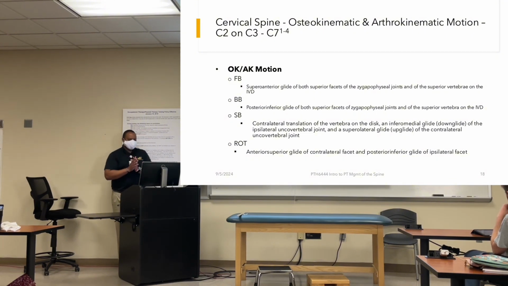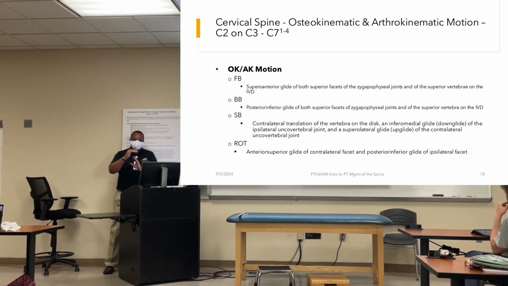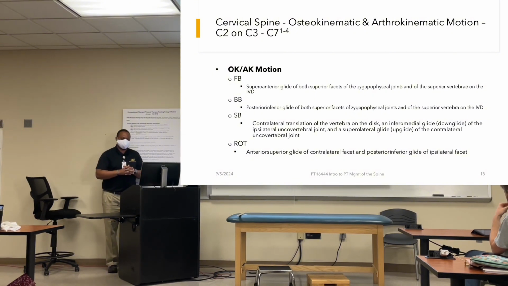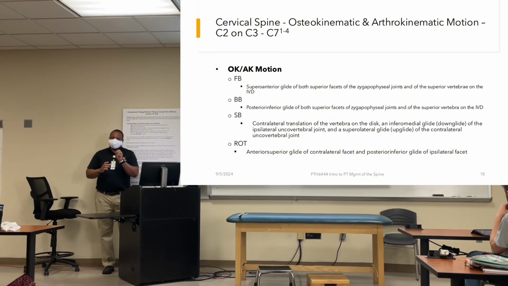All right? Now, the mid-cervical spine is referred to as C2 through C7. So when we're talking about C2 on C3 and on down, that is referred to as the mid-cervical spine. And you have osteokinematic and arthrokinematic motions for those as well. So with forward bending, what you get is a superior and anterior glide of the superior facets of the zygapophyseal joints, or facet joints, of the superior vertebrae on the inferior vertebrae, okay? With backward bending, again, you get a posterior inferior glide of both the superior facets on the superior vertebrae on the intervertebral disc.